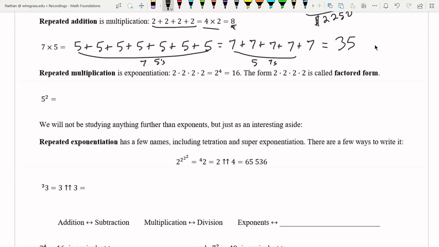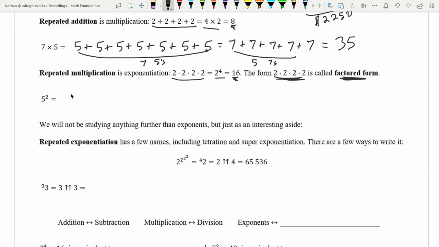That's repeated addition. Repeated multiplication is exponentiation. 2 times 2 times 2 times 2 is 2 to the 4th power. And if you multiply those all out, you get 16. This form here is called the factored form.